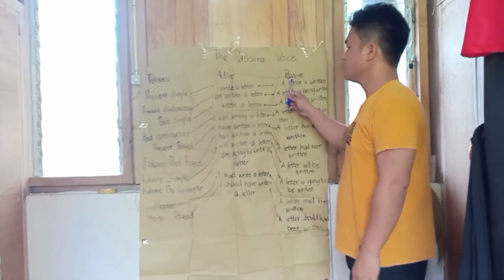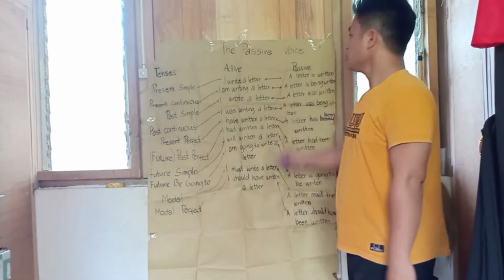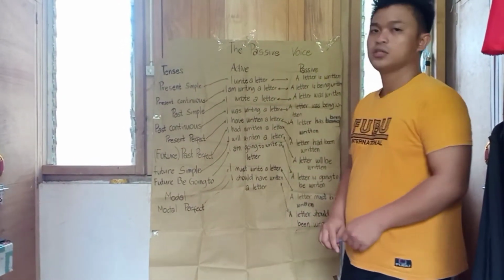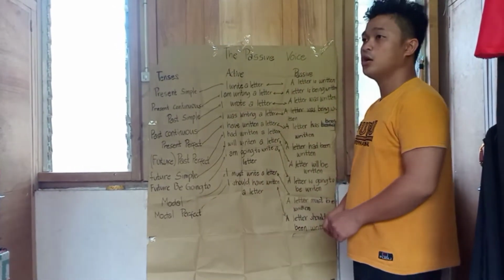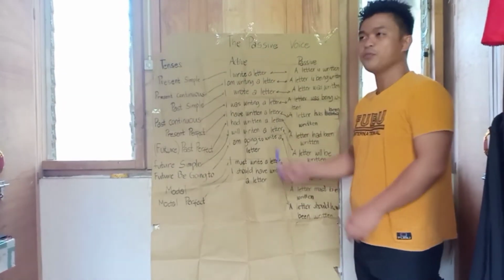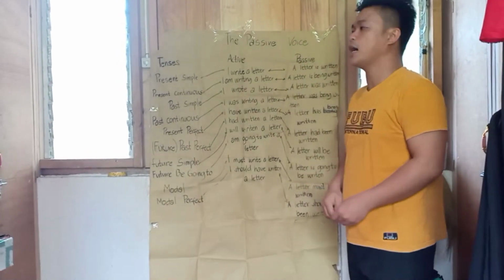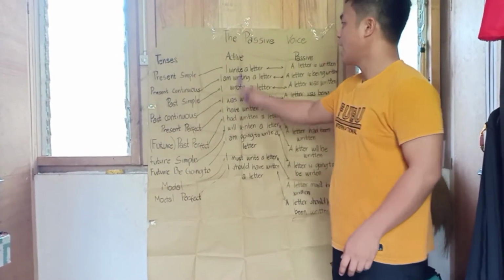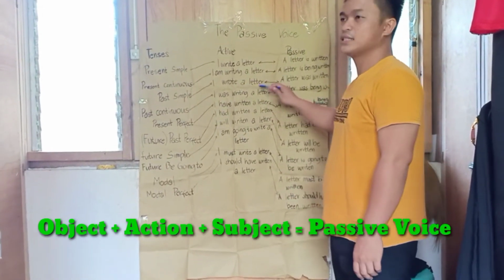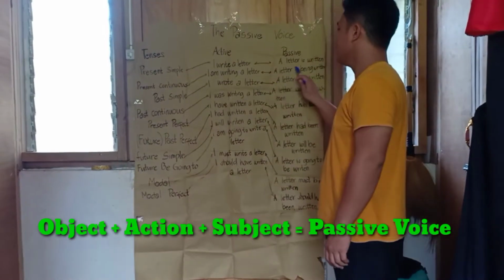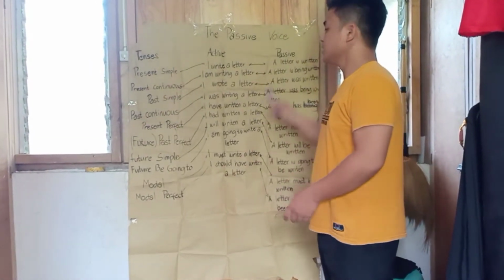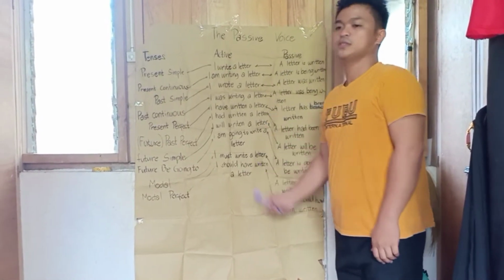Okay, let's talk about the passive voice. When we talk about passive voice, it tells us what is done to someone or something, or the subject is being acted upon. The formula of the passive voice is the opposite of the formula of the active voice, which is first the object, plus the action, and then the subject. So that is the formula of the passive voice.